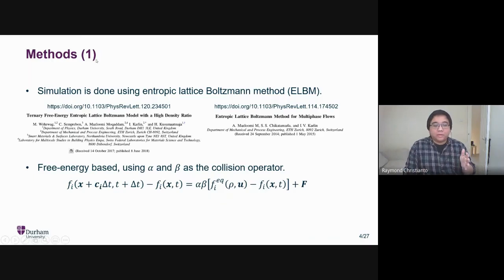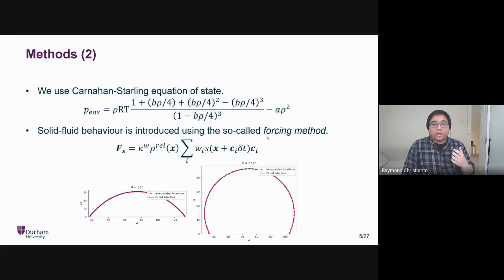You have the distribution function after collision and streaming, the distribution function before collision, the collision operator with alpha and beta, and on the right hand side we have the forcing term, which can contain the chemical forces, the body force, or the solid-liquid interaction. For the equation of state, we choose to use Carnahan-Starling. We can obtain a density ratio of, I think, almost 1,000. And for the solid-fluid behavior, we introduced a forcing method.